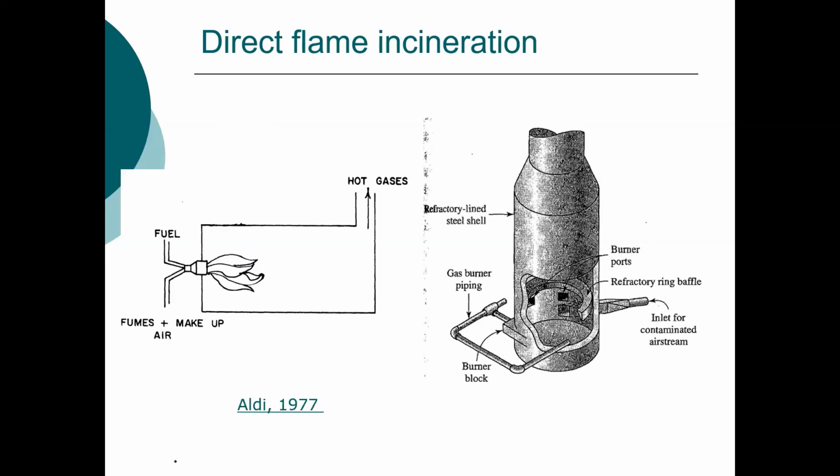Direct flame incineration is the simplest of the processes that we'll look at, and it is simply a combustion chamber. So we have fuel coming in, we have the gas that we're treating, and any makeup air. We have a combustion chamber, and then we have hot gases emitted. Potentially treatment after that if it's necessary.